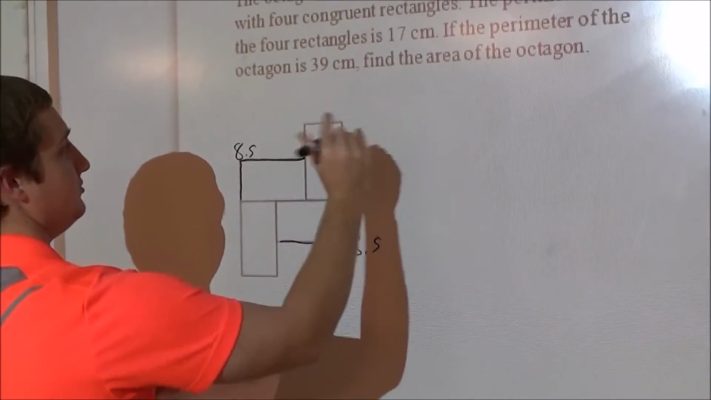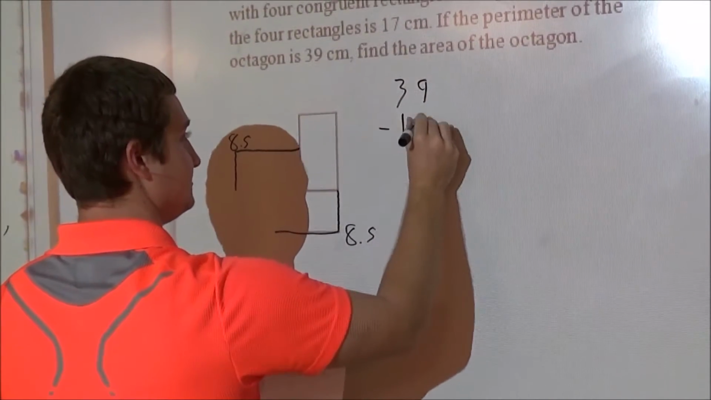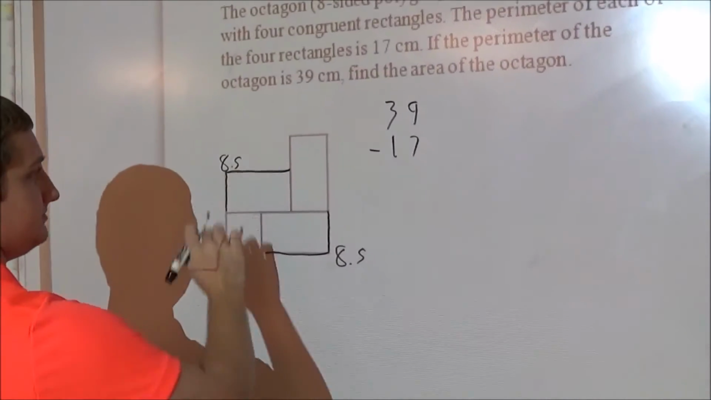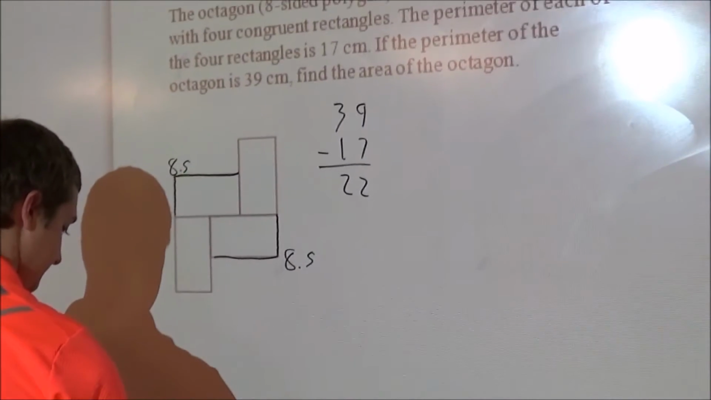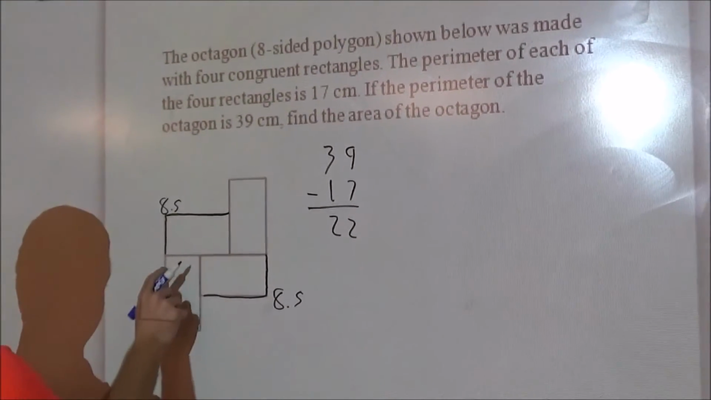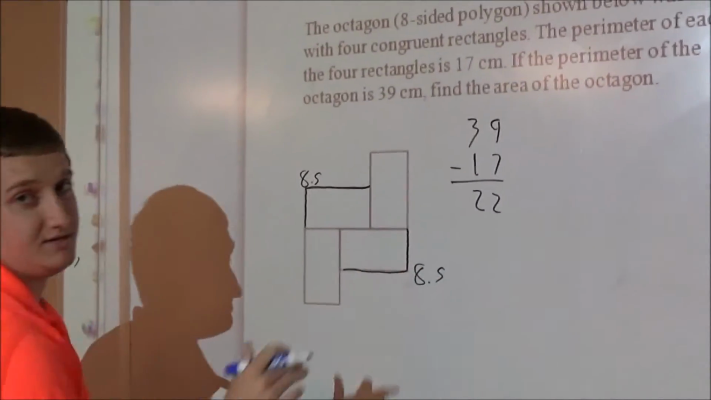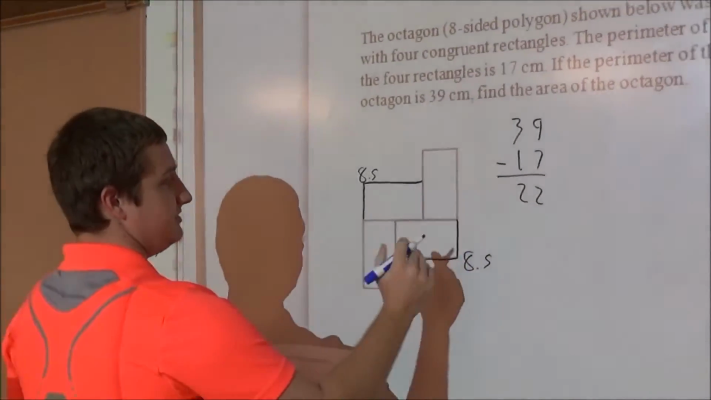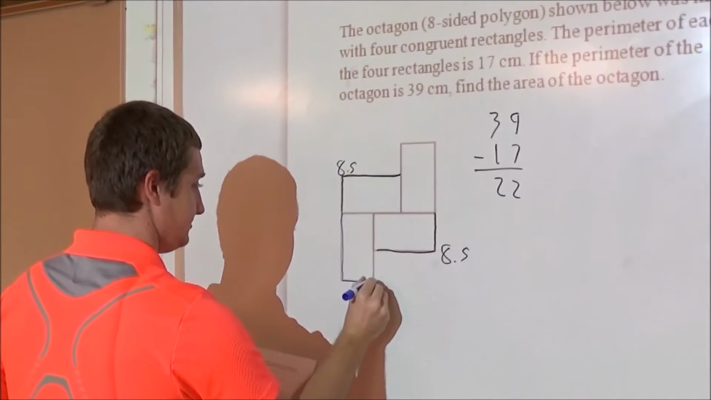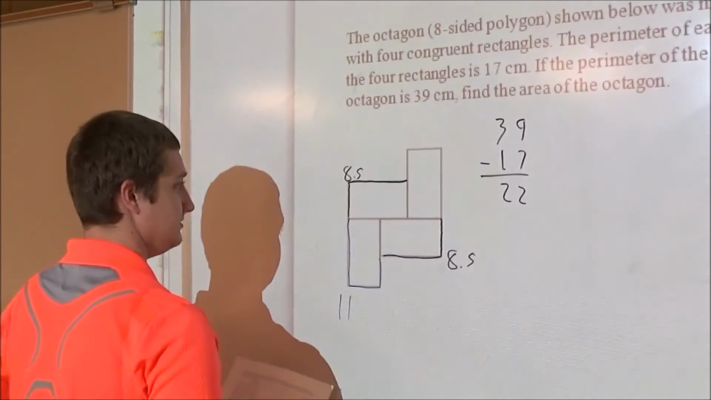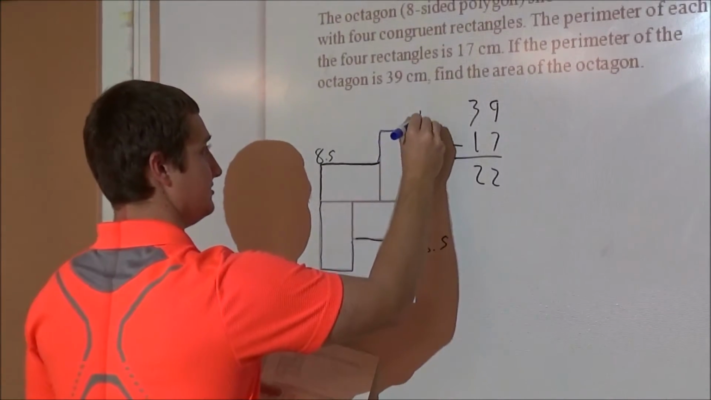We know that the entire perimeter is 39, so we can take 39 and subtract the 17, which is this plus this, and that gives us 22. Now 22 is here all the way to there, and here going around to there. Being that these are all congruent, we can just half 22 to find the perimeter of this. That tells us that this is 11, and the perimeter here, this is also 11.